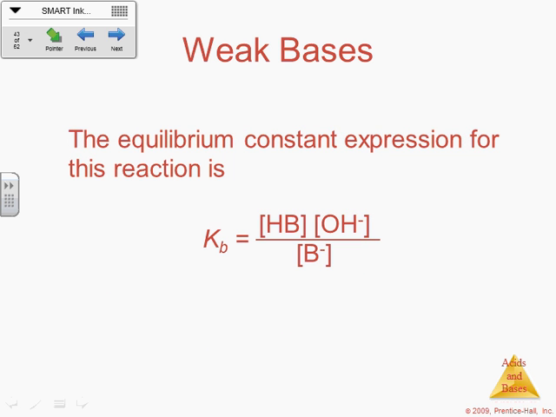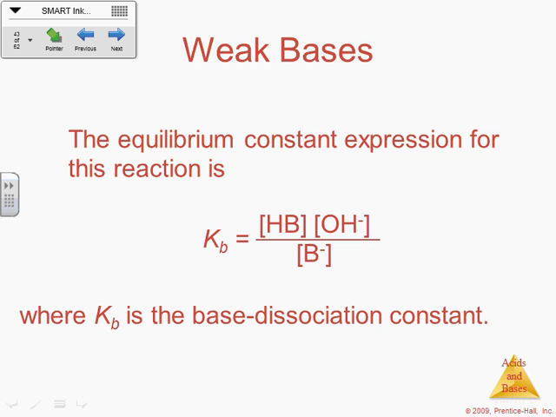In the equilibrium constant expression, we use Kb instead of Ka. Because it's a base, it's a B instead of an A. But it's the same thing. It's just an equilibrium constant. And in the expression, instead of HA, we use HB.